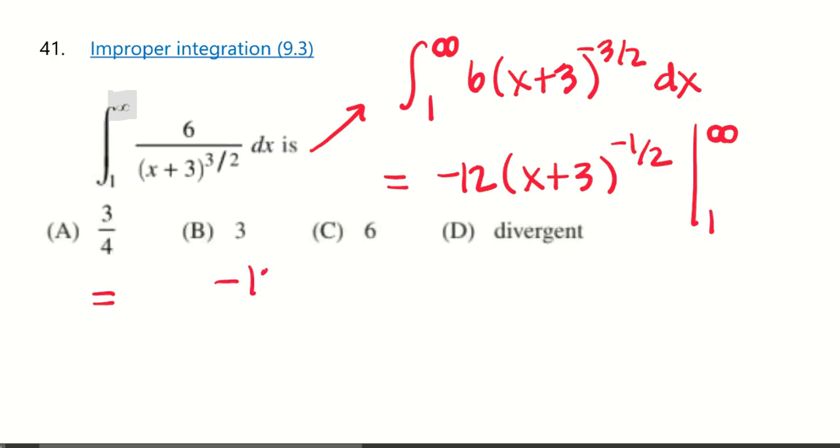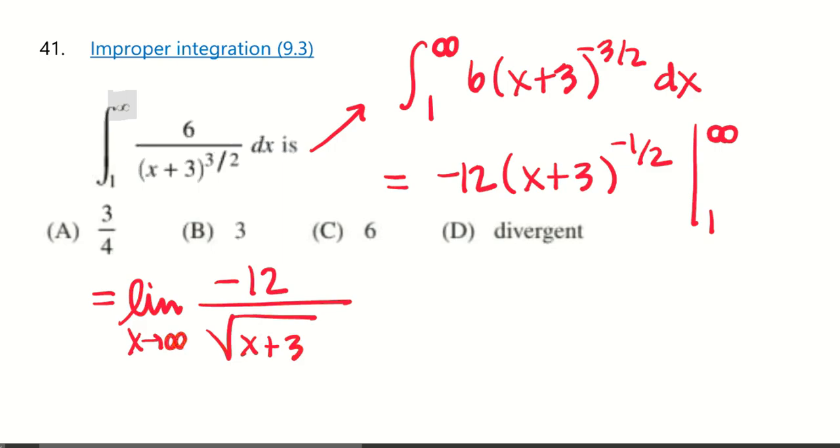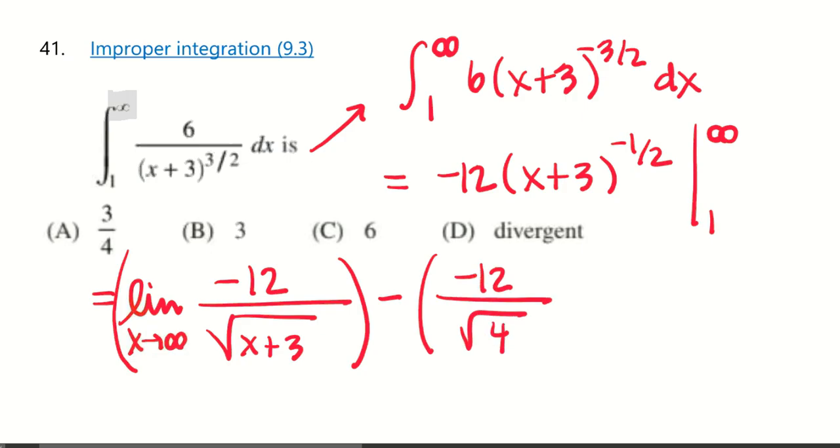So I'm going to say that's negative 12 over the square root of x plus 3. That's what the negative half power is. And I'm going to take the limit of this as x goes to infinity. And then I'm going to subtract what happens when I plug in 1 for x. Well, that would be the square root of 4.